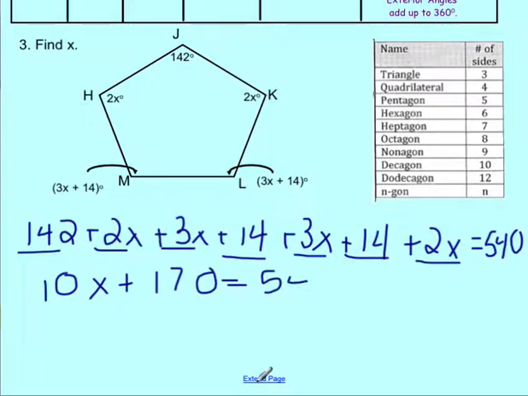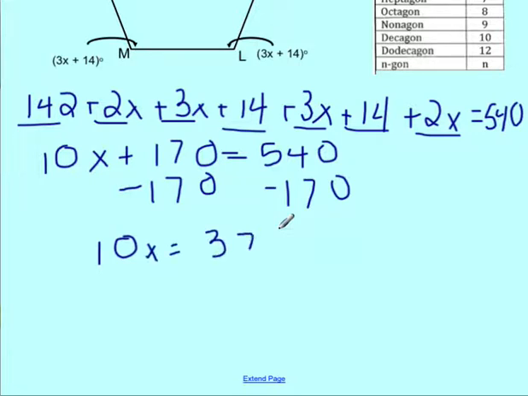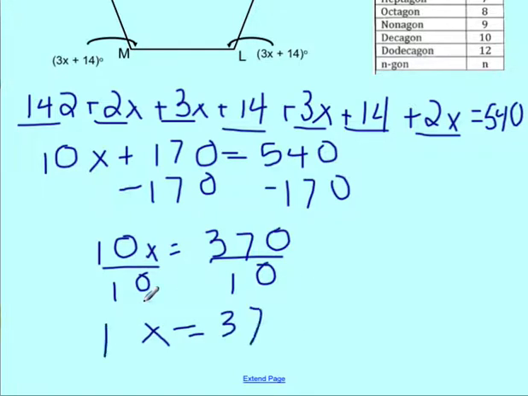So now we're going to continue solving for x. We need to subtract 170 from both sides. And then we get 10x is equal to 370, because 540 minus 170 is 370. Next we're going to divide both sides by 10, and we end up with x being equal to 37. So all number 3 asked was that we solve for x, and we know that x is equal to 37. So we're completely done with number 3.